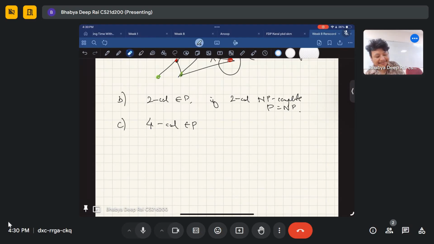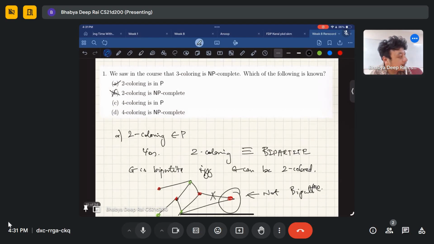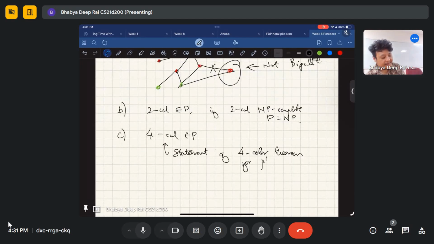You are asking whether a graph can be 4 colored or not, and this problem is the statement of the 4 color theorem, which was very recently proved. And it says that any graph can actually be colored with 4 colors. But that would be for planar graphs. Okay. But that is for planar graphs.